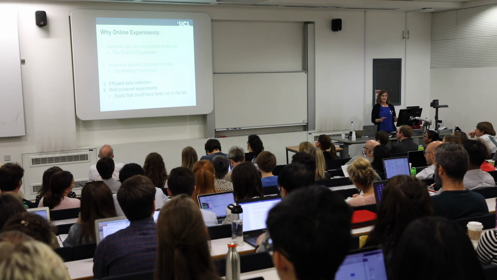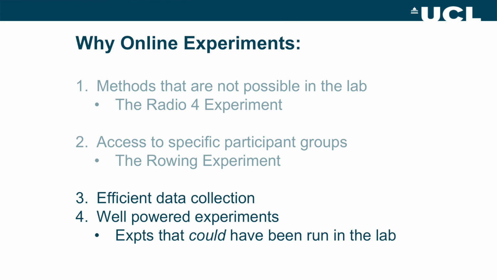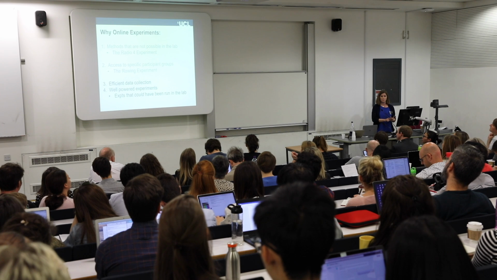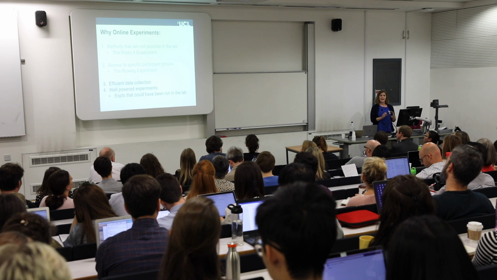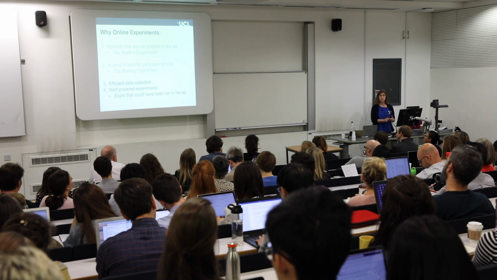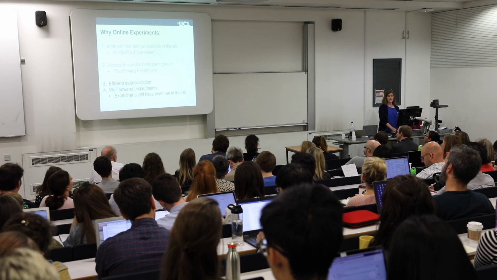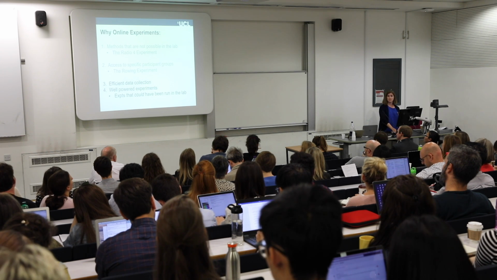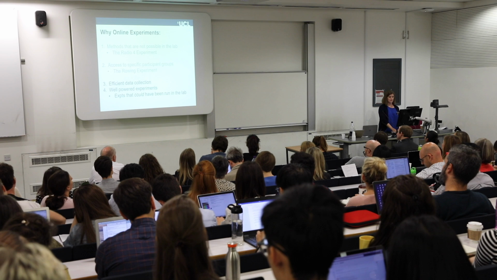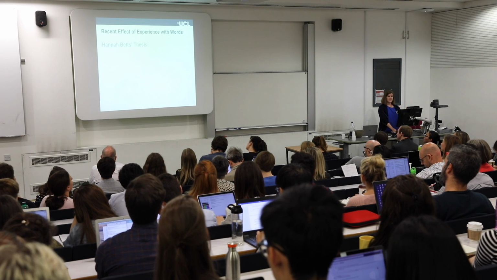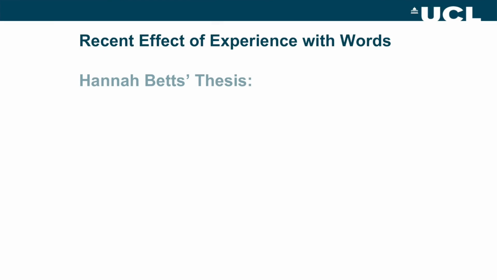Where quality became a real issue for me in my lab was when we started to run experiments online that we could have run in the lab, because the data collection was efficient and because we could collect more participants and be better powered, but actually there was no scientific reason that we couldn't do it in the lab. And that gets you to a point where you really have to start justifying your choices, and your reviewers are going to give you a hard time if they don't trust the data. Just to give you a glimpse of why we've made the switch.